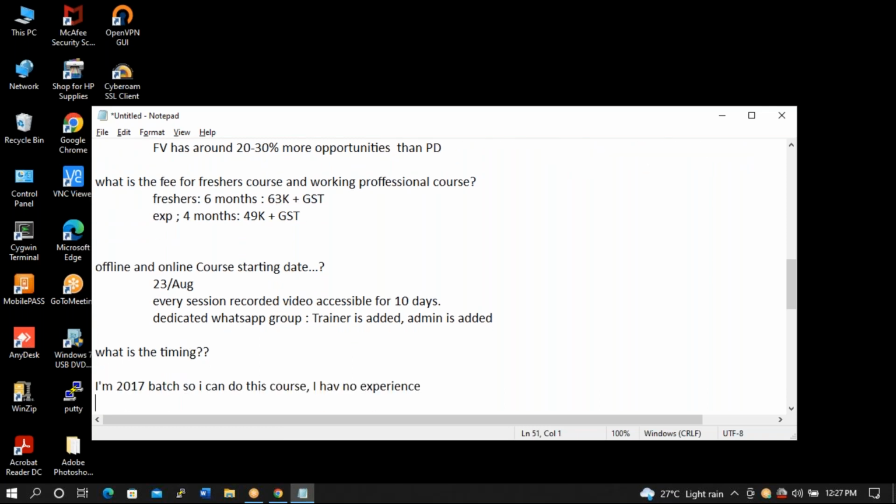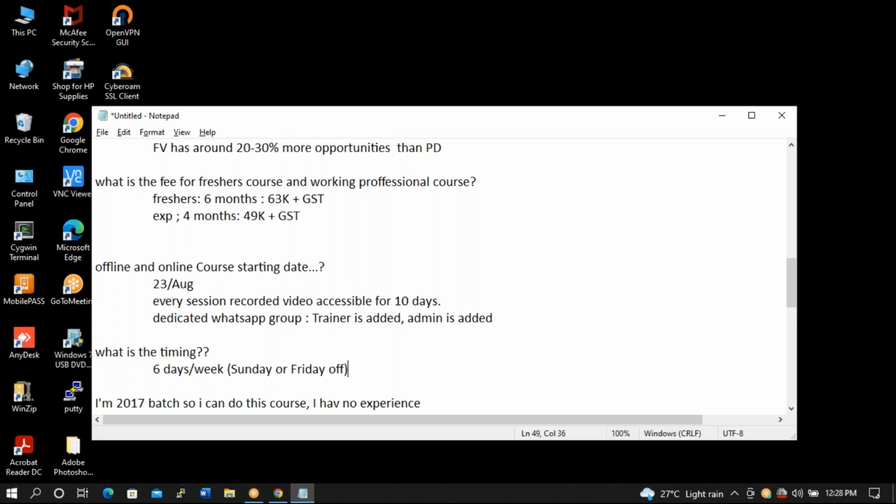The timings. The course will be 6 days per week. Mostly either Sunday or Friday will be off. One of those days I will inform you, because sometimes what happens is once we go to the physical design main course, the people who are working in companies like Qualcomm and Intel will be the trainers. So they will have time on Saturday and Sunday, right? So at that time, we'll give Friday as off, and your sessions will happen on Saturday and Sunday, because they won't be available on Friday to teach. They are working. So during the initial 2 months, Sunday will be off. Later 4 months, Friday will be off.